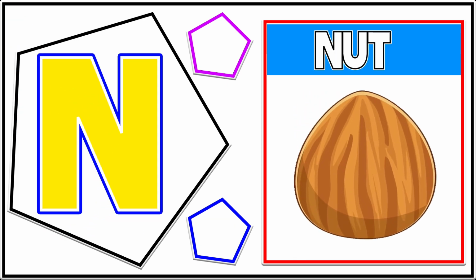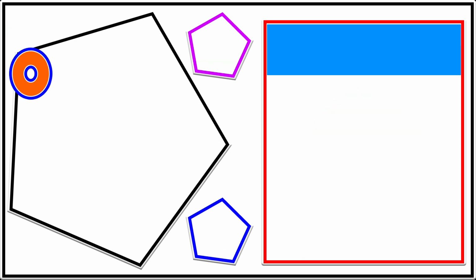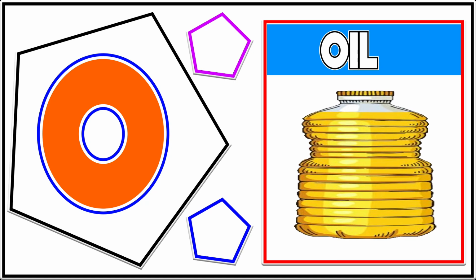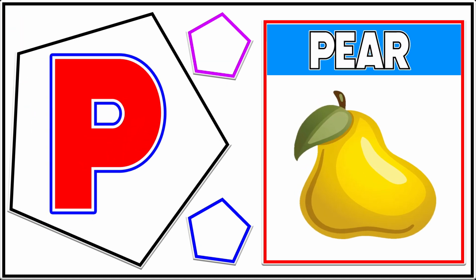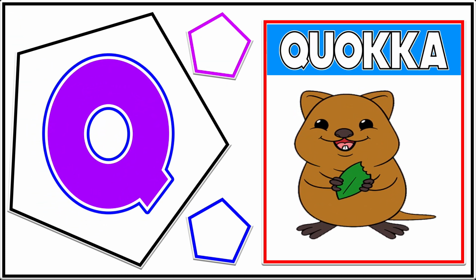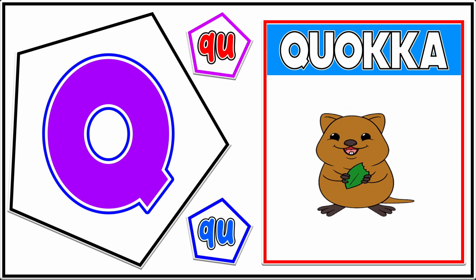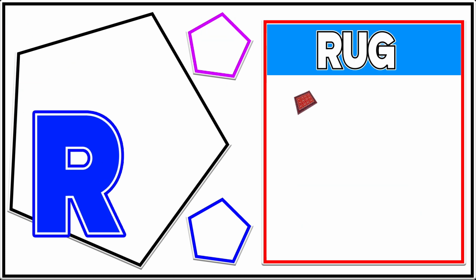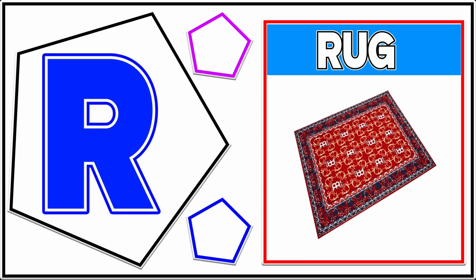N for nut. N, n, nut. O for oil. O, o, oil. P for pear. P, p, pear. Q for quokka. Qu, qu, quokka. R for rug. R, r, rug.